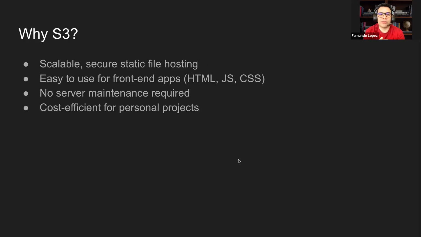Now, why are we using S3 again? Because S3 is scalable. We can have secure static files here. It's easy to handle front-end apps using just HTML, JavaScript, and CSS. We don't need to give any maintenance to the servers, just upload the files here. And it's very cost-effective for a personal project, okay? If you want to deploy this kind of static website in an S3, you're going to be charged, for example, $2 per 1 million requests. As you see, that is super cheap, and that's per month, okay?